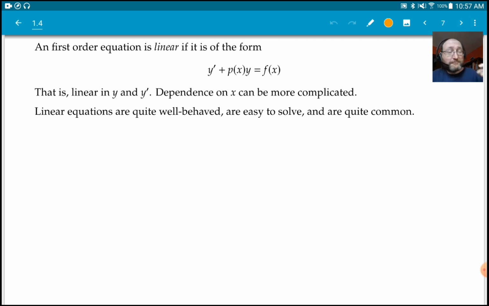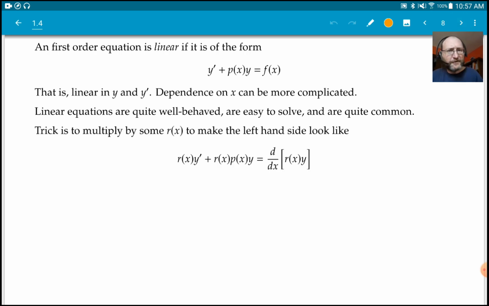And fortunately, they're also quite common. That doesn't always happen. A lot of times, things that are easy to solve don't appear in the real world. Here, these appear quite a lot and are easy to solve.